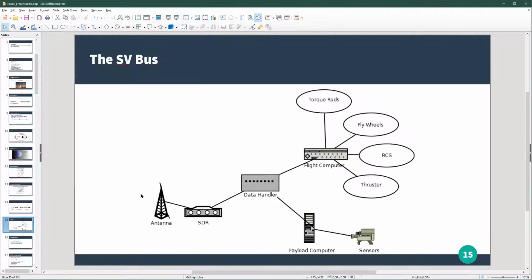And so if we look a bit closer at the space vehicle bus, so we have at the left, oh, SDR. Okay, thank you, Leandra. Sorry. Yeah. What is an SDR? Okay, thank you. Sorry, I sort of assumed everyone knew what that is.